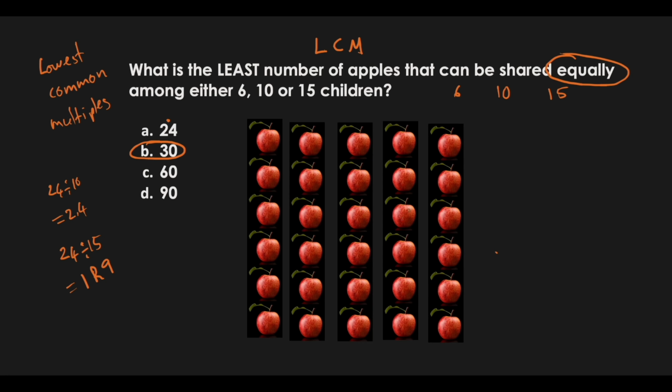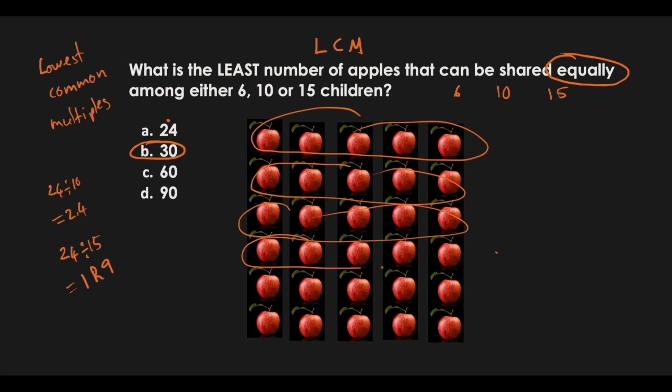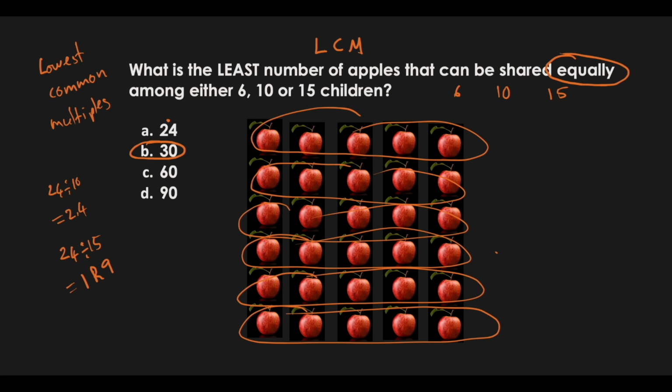So in this case now with 30 apples, if I was to say 30 divided by 6, that would give me 5. So each person will get 5 apples. So we have 1 child, child number 2, 3, 4, 5, and then the 6th child. So everyone has the same number of apples.